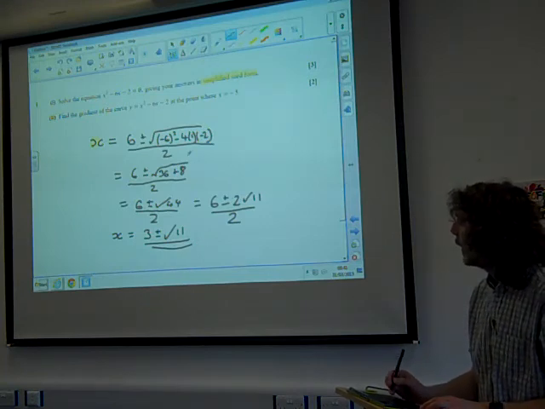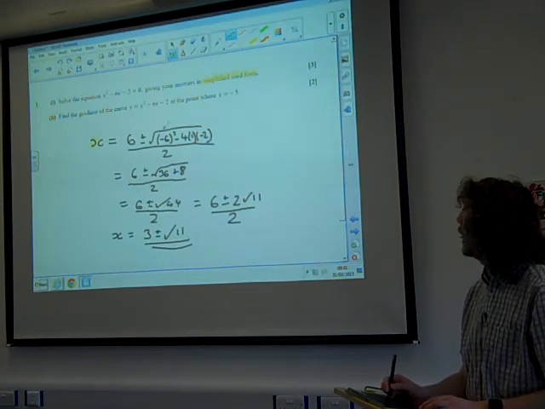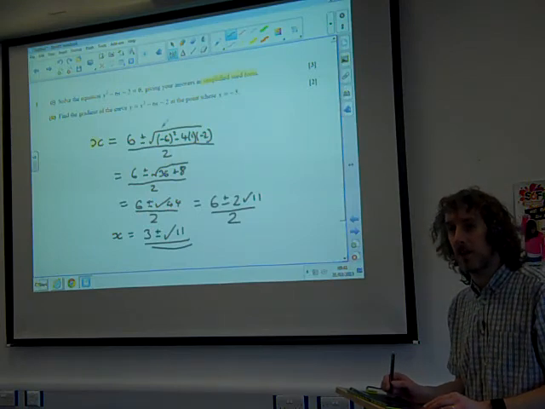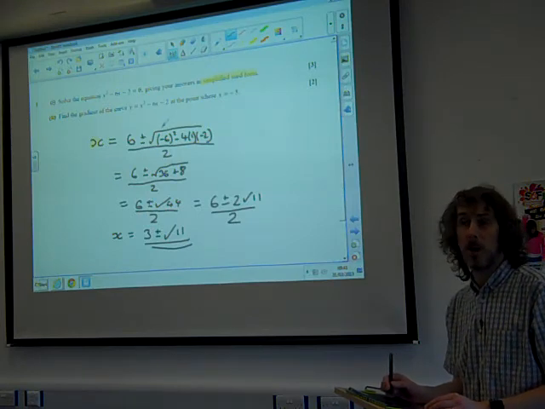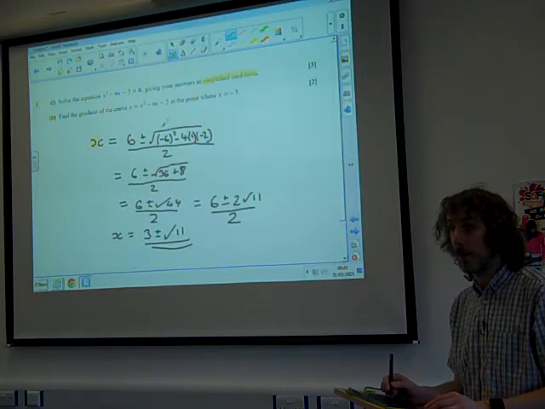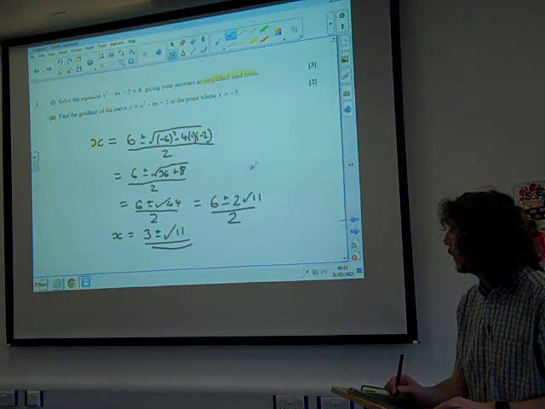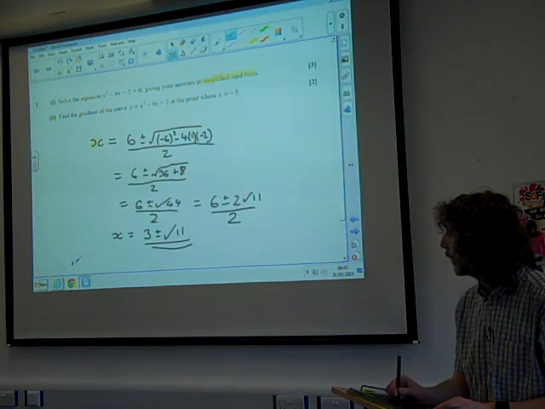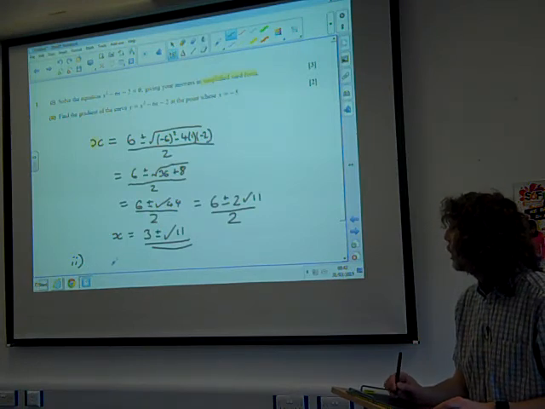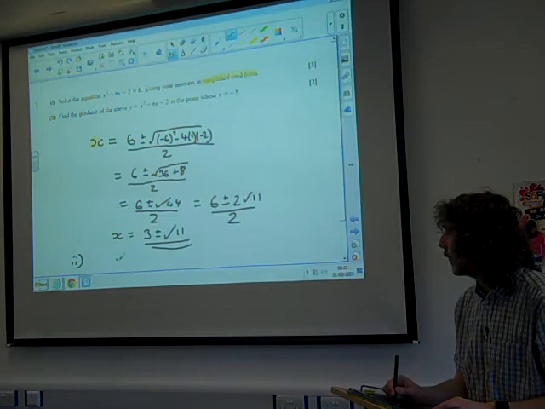Part 2 says find the gradient of the curve at the point where x equals minus 5. And I'm doing this a bit out of sequence, but it was quite an unusual thing for them to throw in a little bit of differentiation really early on. But we'll just do it as we are doing the question. It's a remarkably easy bit of differentiation.